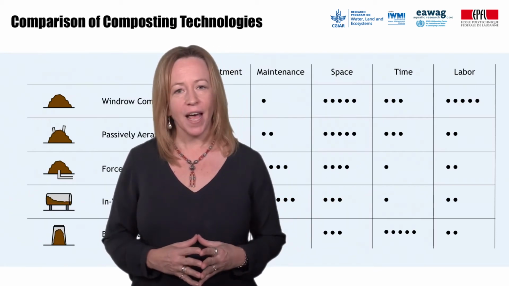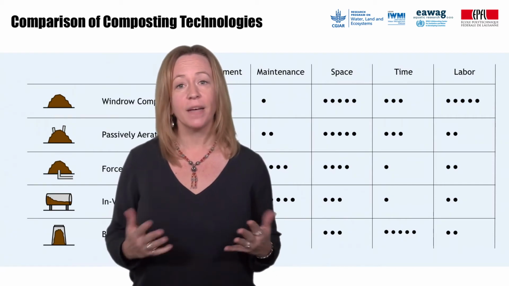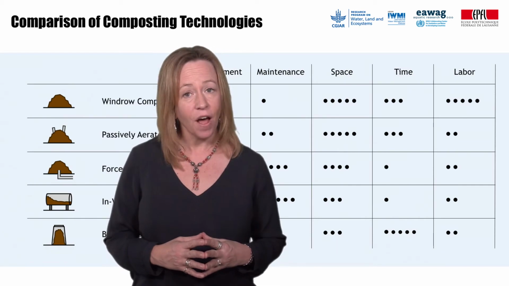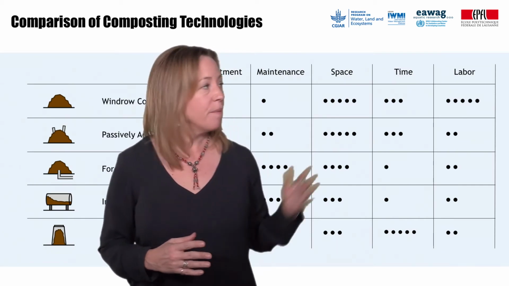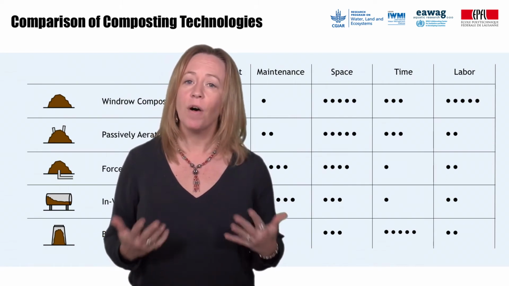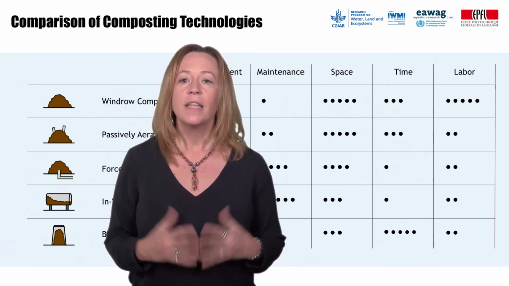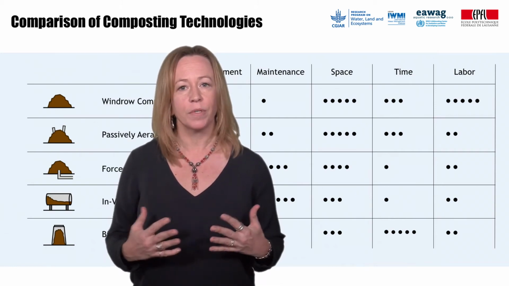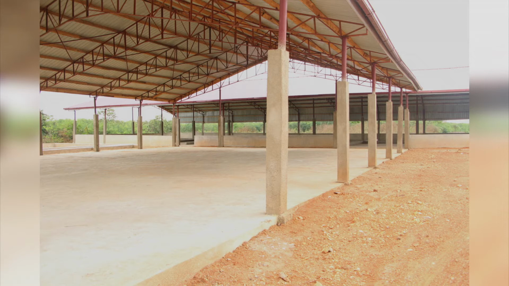Obviously, prior to this step, a decision would have to have been made on technologies. Factors influencing the decision of a technology include investment, maintenance, space, time, and labor. Also, volumes need to be considered. This decision matrix is covered in the Solid Waste Management MOOC. Other important design factors include a roof to ensure compost does not get too wet in the rainy season or dry out too fast in the sun.